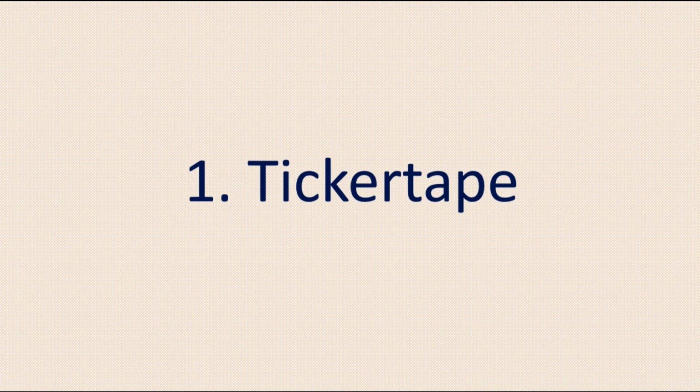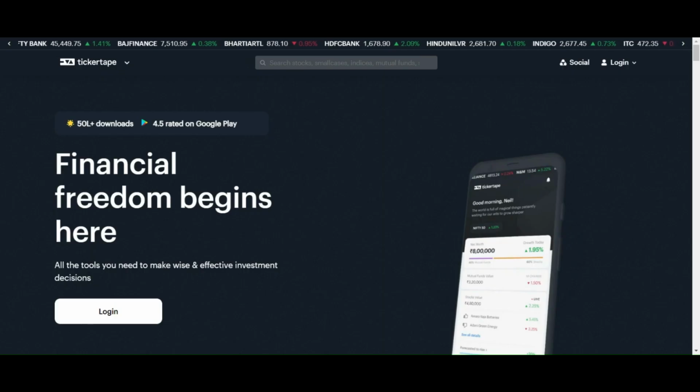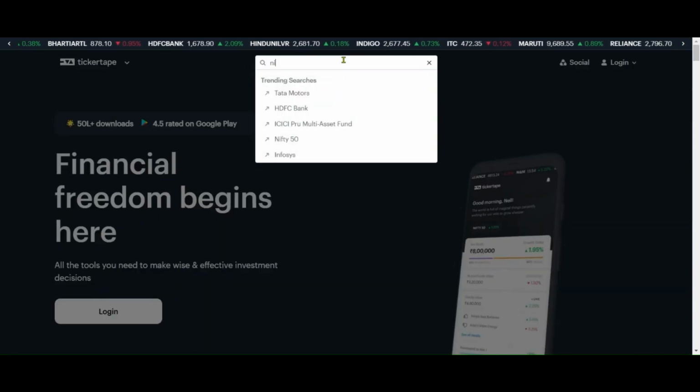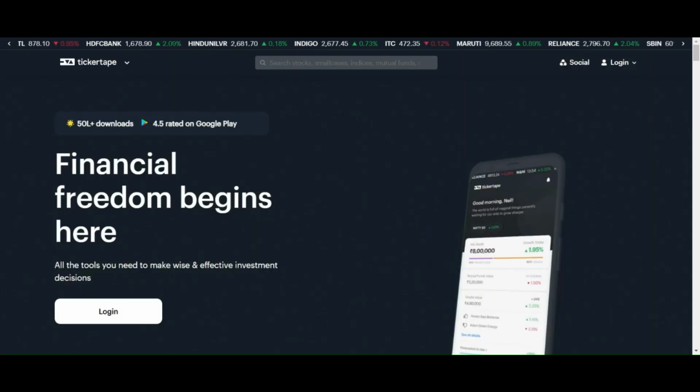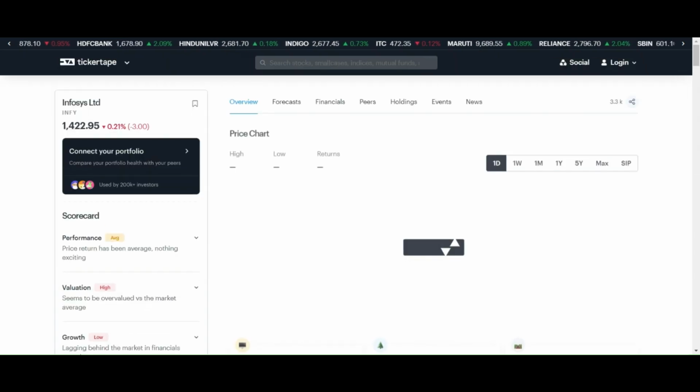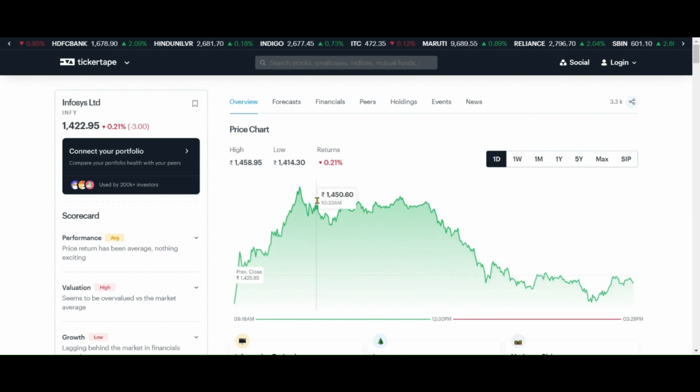So, the very first website I recommend you for doing the fundamental analysis is tickertape.in. I've given this URL in the description as well for you to take. So, here I'm going to do some simple analysis by taking a stock name Infosys. Type it, press enter. You will see the details getting displayed.